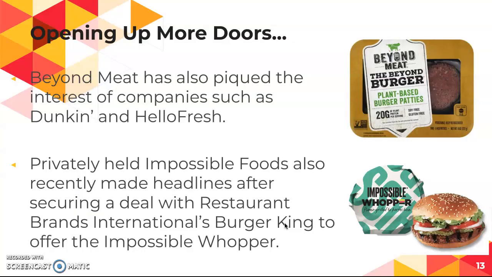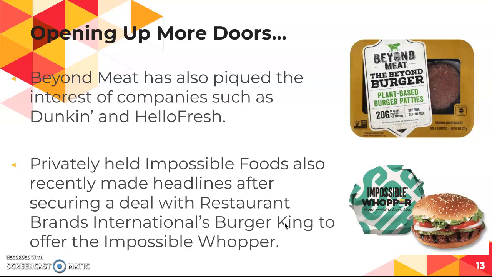All right. And last but not least, this is the end, opening up more doors. So Beyond Meat, which was one of the companies I told you about earlier, they have piqued the interest of Dunkin' Donuts and HelloFresh. So you guys are familiar with Dunkin' Donuts. They want to kind of incorporate them into their breakfast sandwiches. And then HelloFresh is a meal delivery service that offers meals that are delivered directly to your door and you prepare them. So this would be a great vegetarian option or vegan option for people.